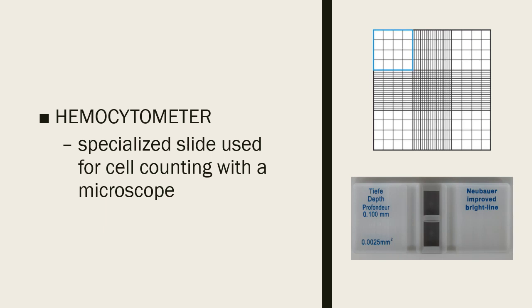And then you have your hemocytometer. And so your hemocytometer here is a specialized slide used for cell counting with a microscope. Okay, again, your hemocytometer is a specialized slide used for cell counting with a microscope. And so with this, of course, you already know this one. You have two counting chambers present here, one and two.